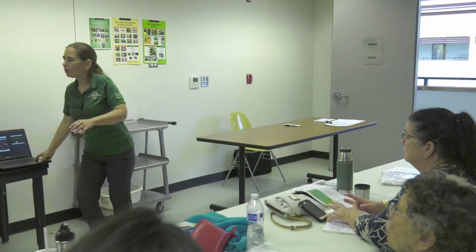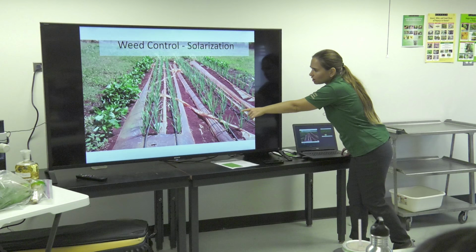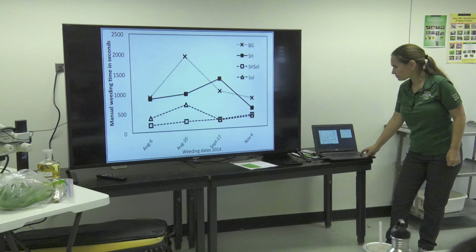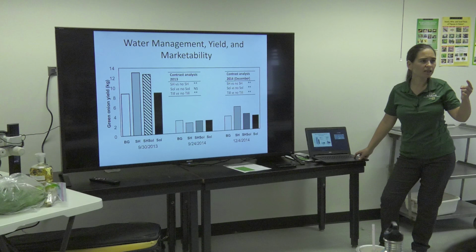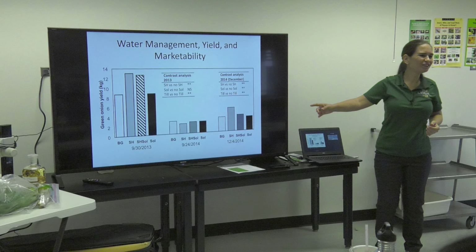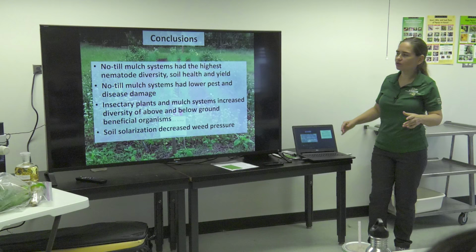One point. Solarization really helped with weed control. You can notice here, almost no weeds. Look at the conventional system, full of weeds. So significant. And no-till sun hemp, the system that reduced the pests, also significantly increased yield. Okay, because we all want that. So these are the main conclusions.